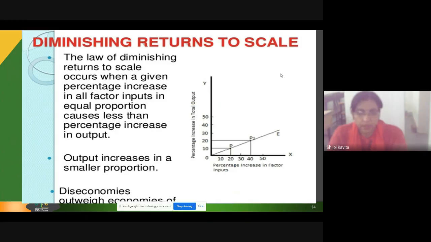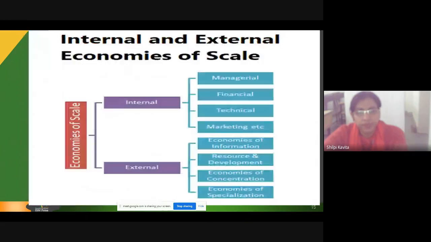That means the advantage of large scale production is less than the disadvantage of large scale production. Or in other words, the disadvantage of large scale production is greater than the advantage of large scale production. So these are the three types of returns to scale. The reason behind it, as I told you in the earlier slide, is the internal economies of scale and the external economies of scale. This is the advantage. When we get increasing returns, economies of scale are greater than the diseconomies of scale.